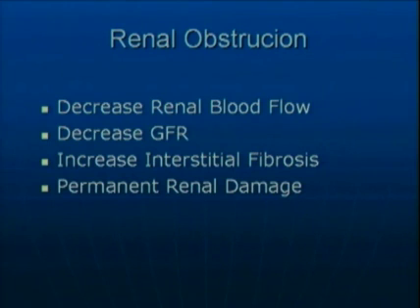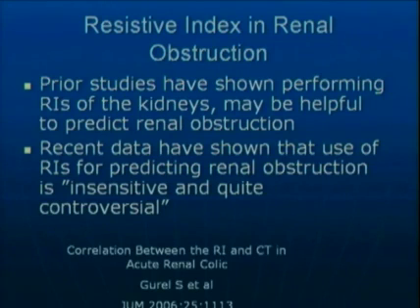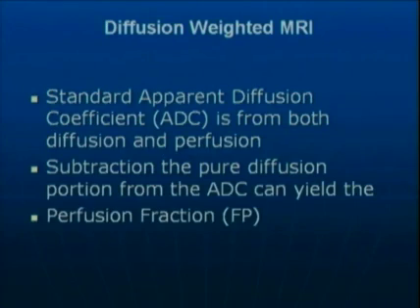When we have renal obstruction, we get decreased renal blood flow, increased interstitial fibrosis, and again, damage. That's why we want this to be treated. A lot has been talked about in the past about use of resistive index in renal obstruction. A recent article came out in the JUM, really said it's insensitive and quite controversial. And I would think in pregnancy it would probably be very insensitive. I found no specific studies in pregnancy. You have sort of the normal hydronephrosis of pregnancy versus the stones that may occur there. I think it would be very difficult.